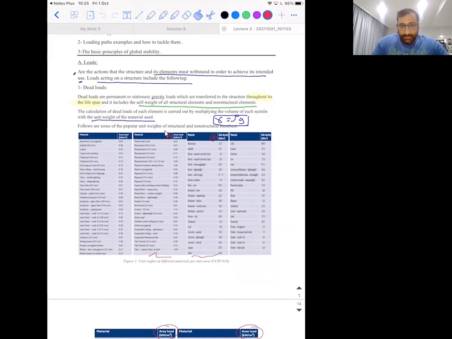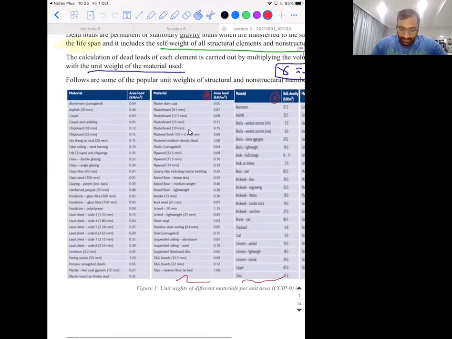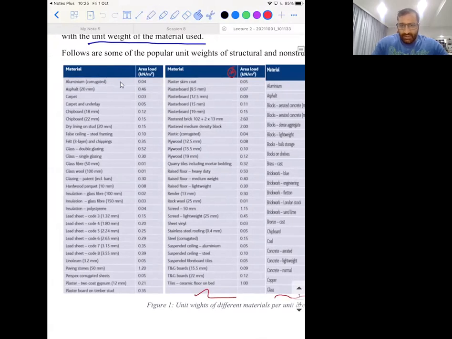Following are some of the popular unit weights of structural and non-structural members. These are useful when you have aluminum corrugated sheets or maybe asphalt or carpet or whatever. They give it to you as an area load. Why an area load? Because when you're using software to design, you need to understand that you have two or three ways of dealing with loads: either as a point load, which is an application at a point, or as an area load, an application over an area, which means it's kilonewton per meter squared.